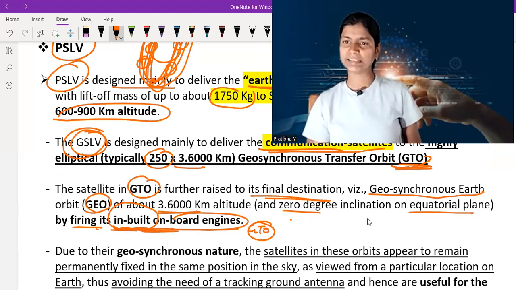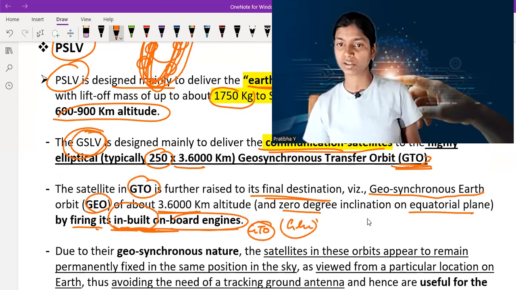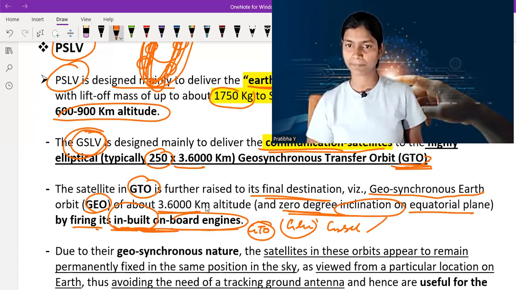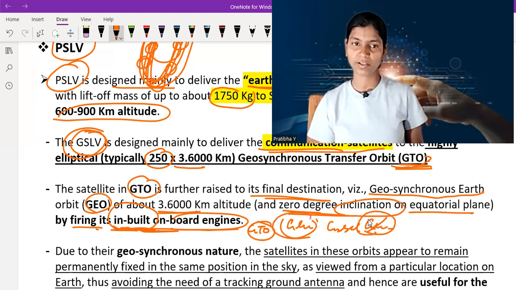Not only GSO, geosynchronous orbit, or you can say geostationary orbit. Geostationary means zero inclination on the equatorial plane, called geostationary orbit, and when it has some inclination we call it geosynchronous orbit. So GEO and GSO. In geostationary orbit and geosynchronous orbit, we put the satellite with the help of GTO.